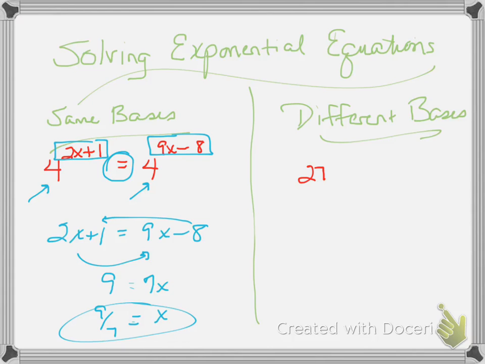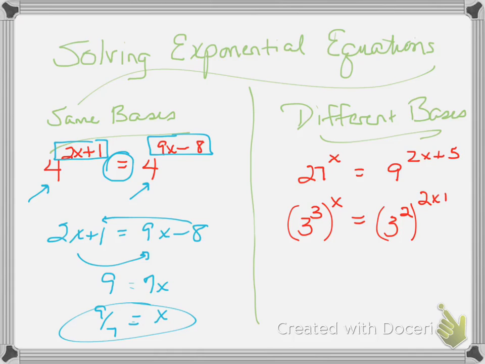27 to the x equals 9 to the 2x plus 5. The first problem we have here, obviously, is that the bases are not the same. While you can handle this with logs, you probably don't need to because 27 can be rewritten as 3 to the third. That x really wouldn't go anywhere, so we still have it. And 9 can be rewritten as 3 squared. See how I still have x and I still have 2x plus 5.